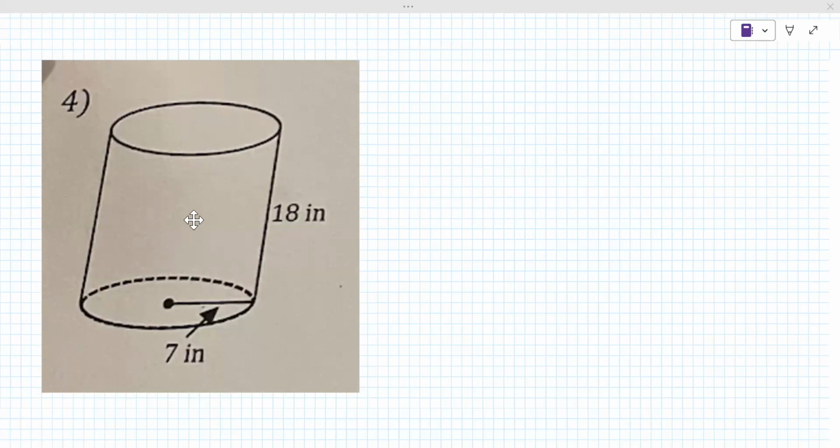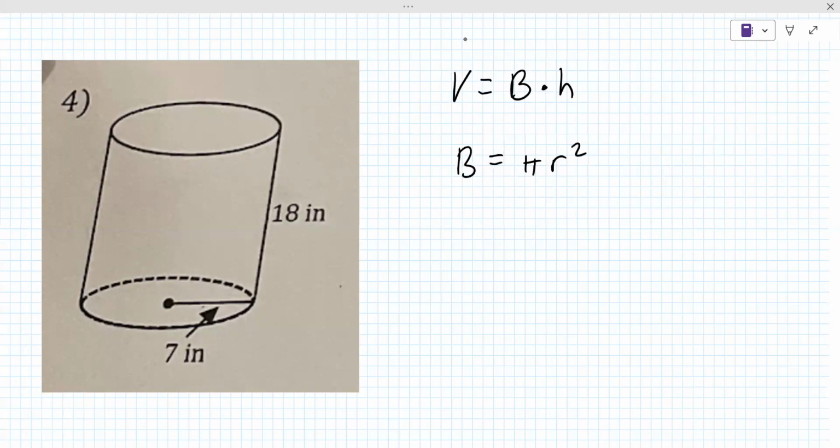The solid is the cylinder. Yes. And can you remind me the formula for the volume of a cylinder? The base area times the height. Exactly. So the base area this time is a circle. The area of a circle is pi r squared. Pi r squared, yeah.